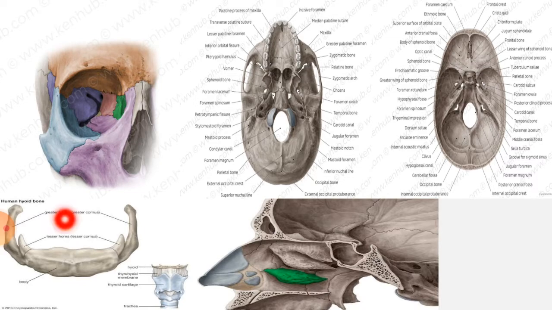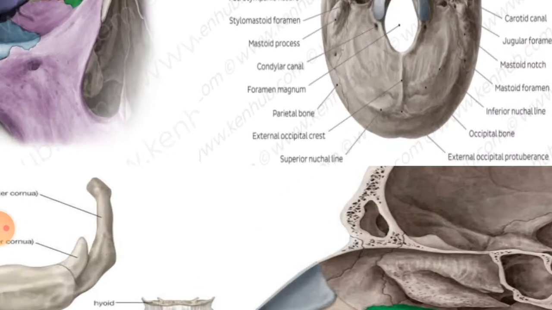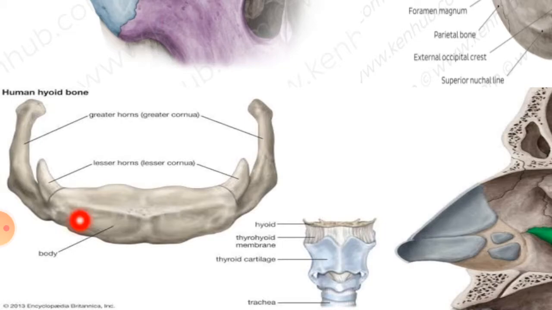So this is the hyoid bone, and it has greater horns or greater cornua and the lesser horns or the lesser cornua, and it is lying superior to the larynx, and this is not attached with any other bone, but it is attached with the styloid process by the ligaments.